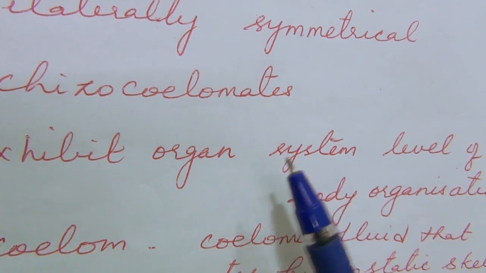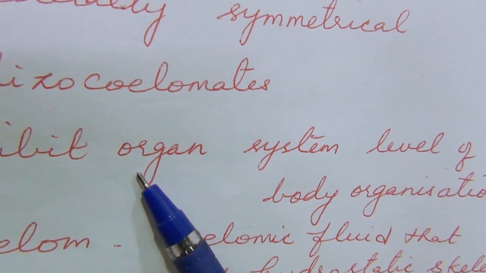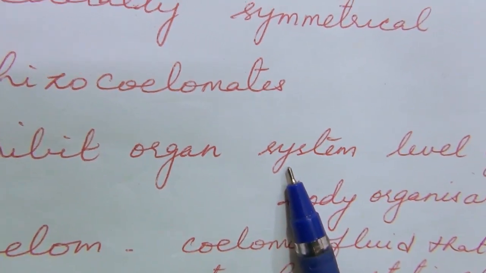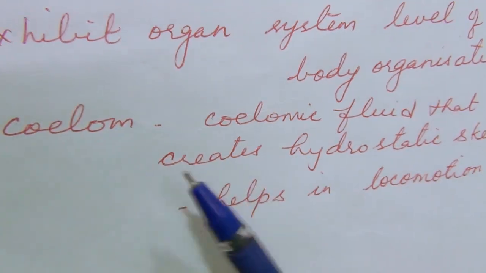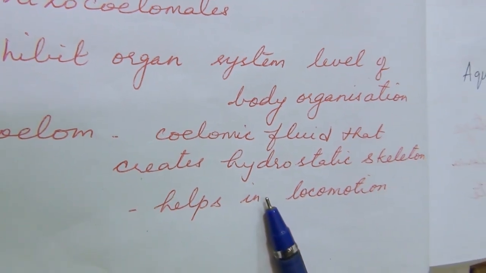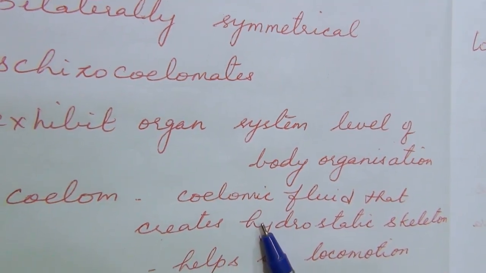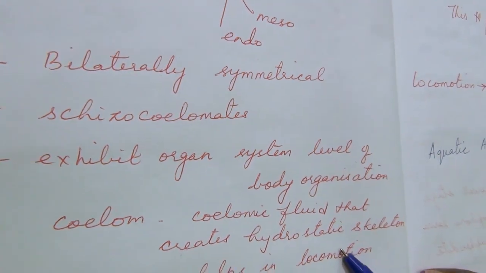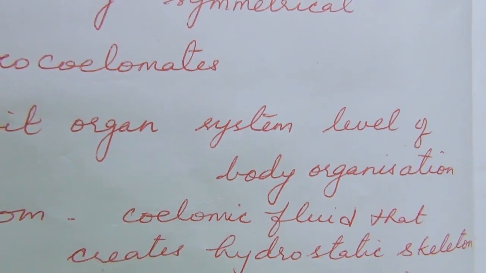And they exhibit organ system of body organization. Children, the previous phylum we have seen, that is organ or tissues, tissue level, isn't it? Now, organ system of body organization we have. And a coelom, coelomic fluid that creates a hydrostatic skeleton that helps in the locomotion in Annelida. In Annelida, we can have the example earthworm. So, there we can see the body cavity. I have shown you already while learning this.